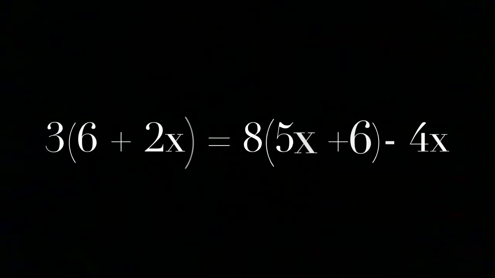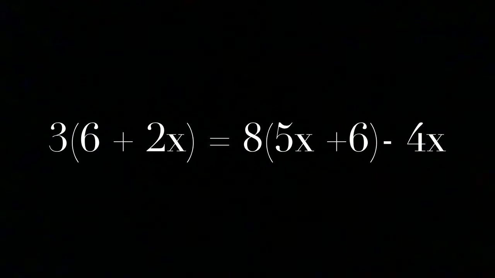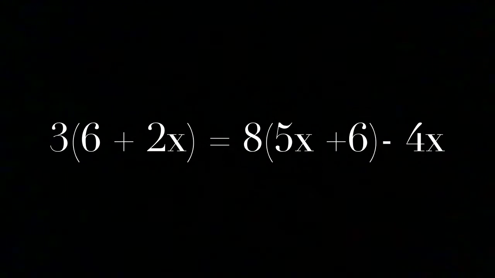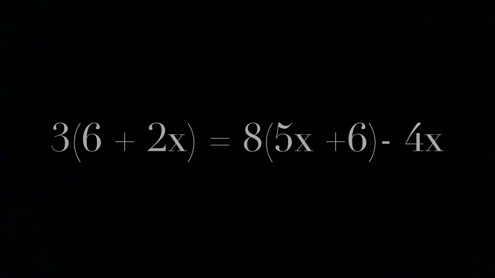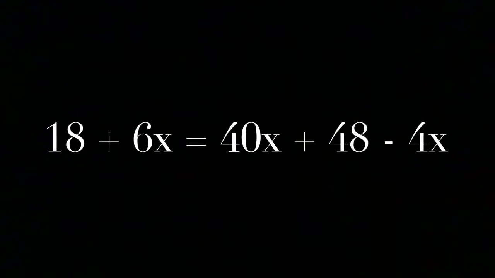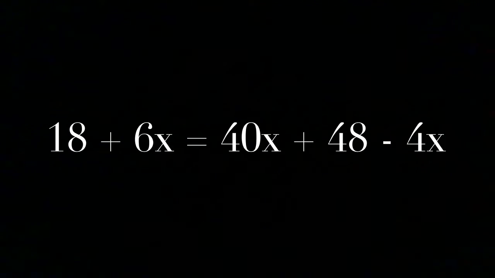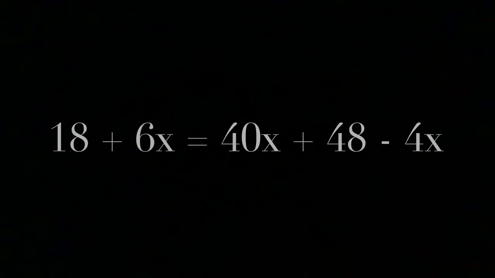For number 3, to solve the equation 3 times 6 plus 2x equals 8 times 5x plus 6 minus 4x, the first thing you have to do is distribute the numbers that are outside of the parentheses and multiply by the numbers that are in the parentheses. So 3 times 6 plus 2x becomes 18 plus 6x, and 8 times 5x plus 6 becomes 40x plus 48. So the new equation is 18 plus 6x equals 40x plus 48 minus 4x.